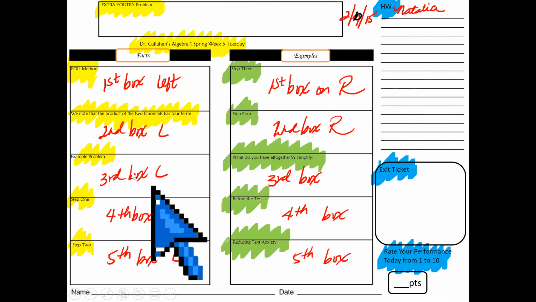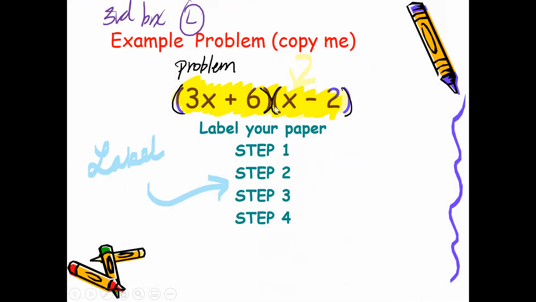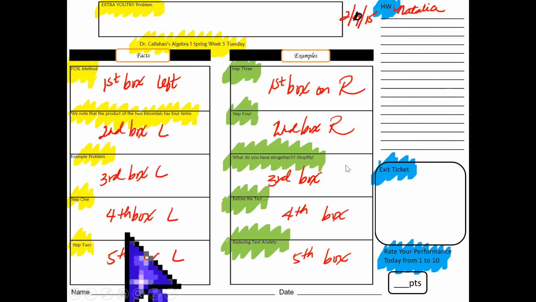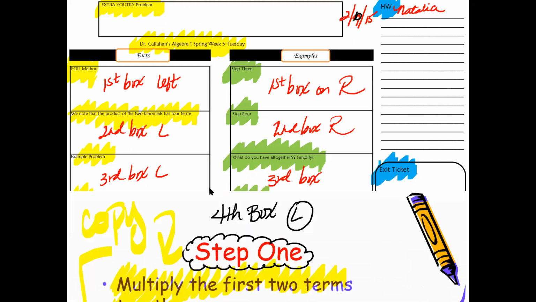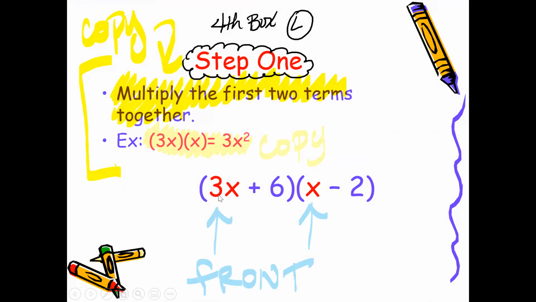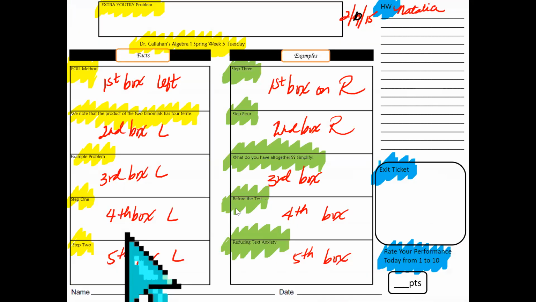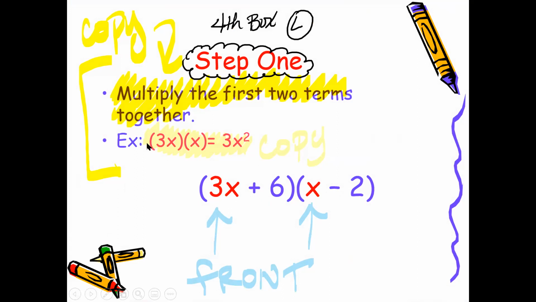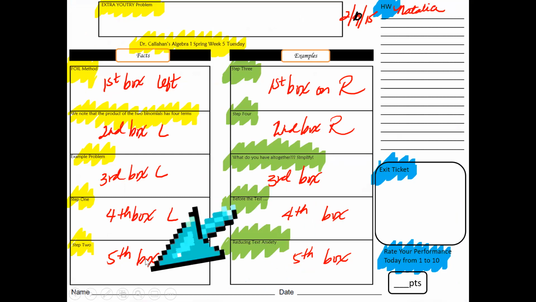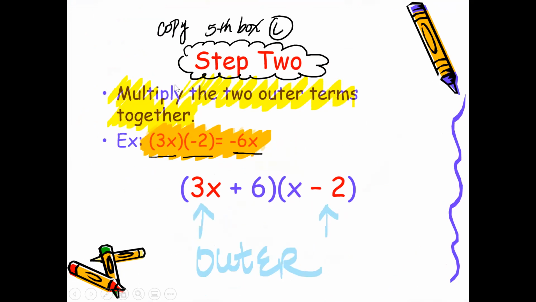Third box, let's go over an example problem. Copy this example down. You have 3x plus 6 in parentheses and x minus 2 in parentheses. Your next box is for step 1. Step 1 is F as in first. First will be 3x times x, and that's going to be 3x squared. Copy this part down under step 1. Step 2 is O as in outer. If you look at the outer terms, 3x and negative 2, they give you a negative 6x.